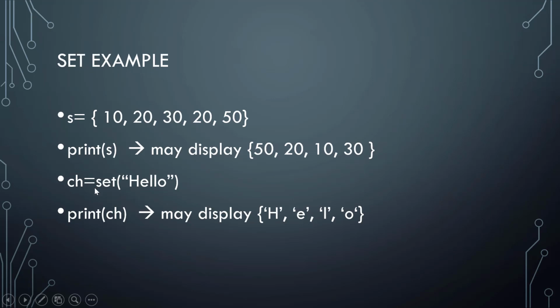Let's print it now. It may display HELO. Why is it not printing L twice? Because L is duplicated. It comes twice, but as per the behavior of a set, it will print only unique elements. So you'll get HELO only. Let's go to PyCharm and check how it works.